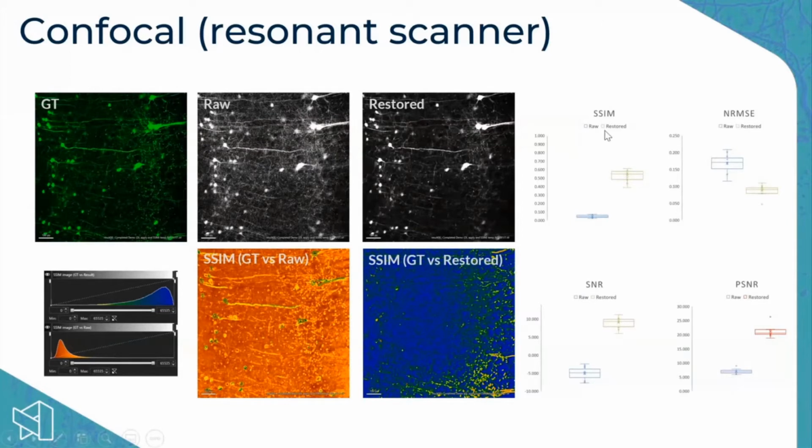In addition to the structure similarity index, which you can see improved a lot between the raw data and the restored data, we also looked at the normalized root mean square error, the signal to noise, and the peak signal to noise, and all of them go in the right direction. So here you can see the error going down, the signal to noise going up, and the peak signal to noise going quite a lot higher as well for this experiment.